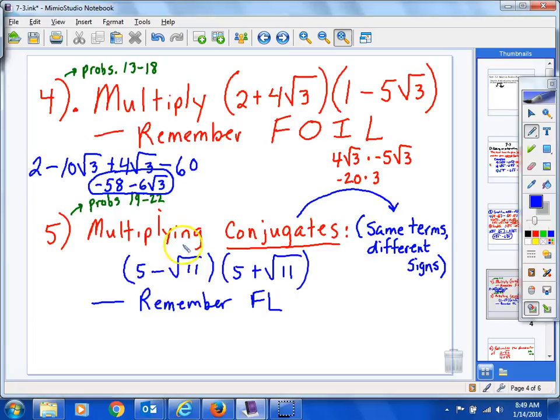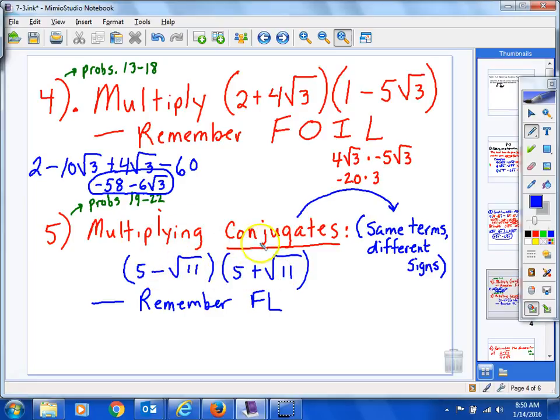Okay, now number 5, these are binomials, but they're special because if you notice, in each case we have the same terms. They're identical with one exception. They have different signs. Identical terms, but the signs are different when comparing the two binomials. And we have a special term for this. These are called conjugates. Conjugates are binomials that if you compare them, the terms are exactly the same, but the signs are different.